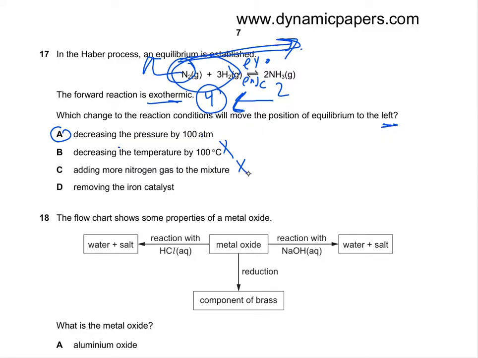When I increase particles on one side, the equilibrium will shift to the opposite side. Here I increased the left hand side, so the equilibrium will shift to the opposite side, which is the right hand side, so that will not increase the left hand side. Removing the iron catalyst: the catalyst does not affect the equilibrium, so that's wrong.